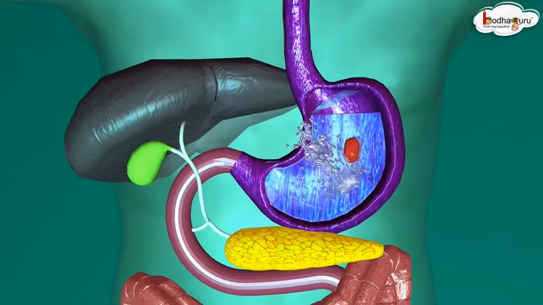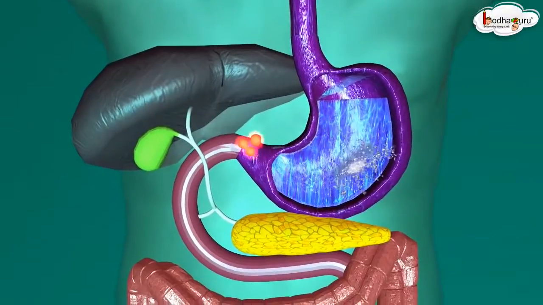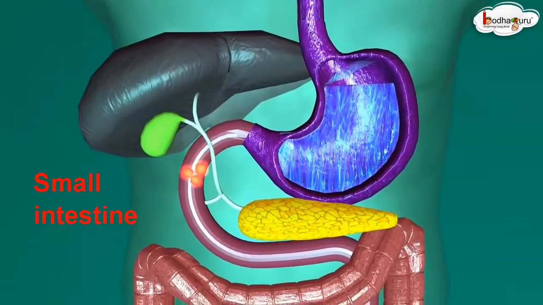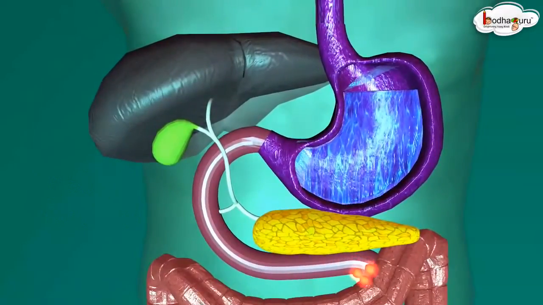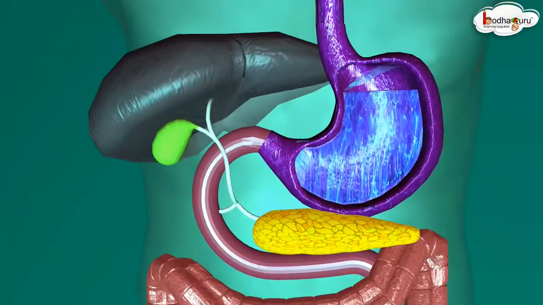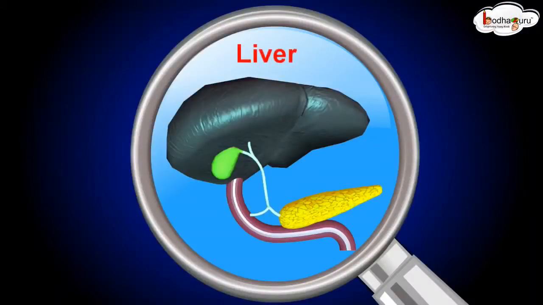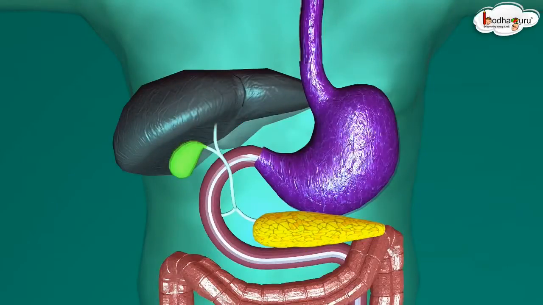The partially digested food from the stomach moves into the small intestine. Then the digestive juices in the small intestine start to break down the food. The liver secretes a chemical called bile juice which helps in the digestion.